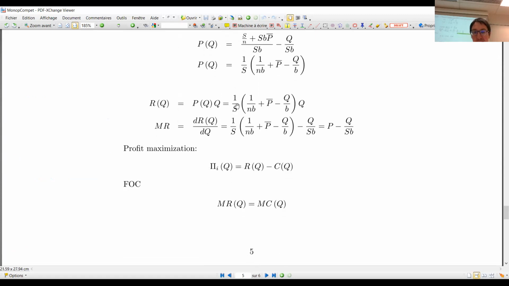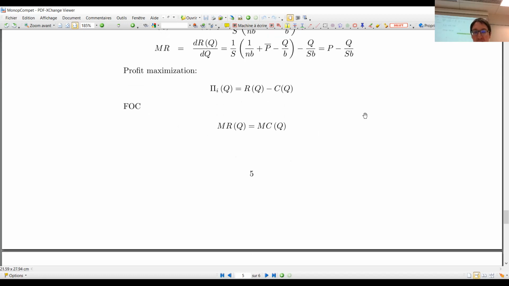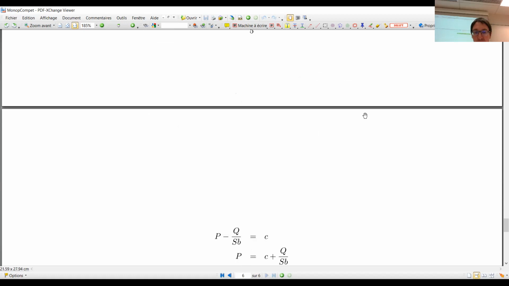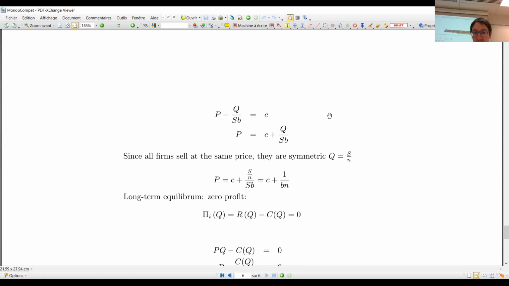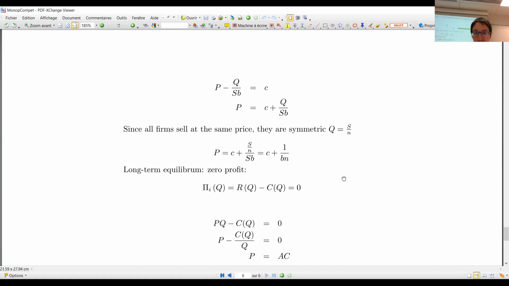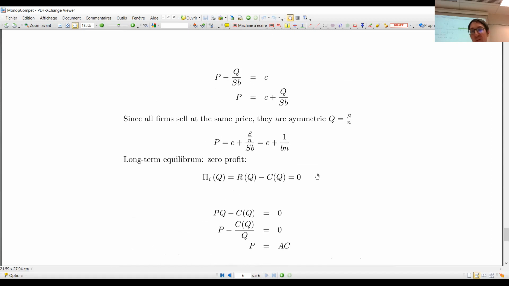So this was fine. Marginal revenue equals P minus Q over S. I'm going to post these after the class, since it's getting quite involved. But I better move on.